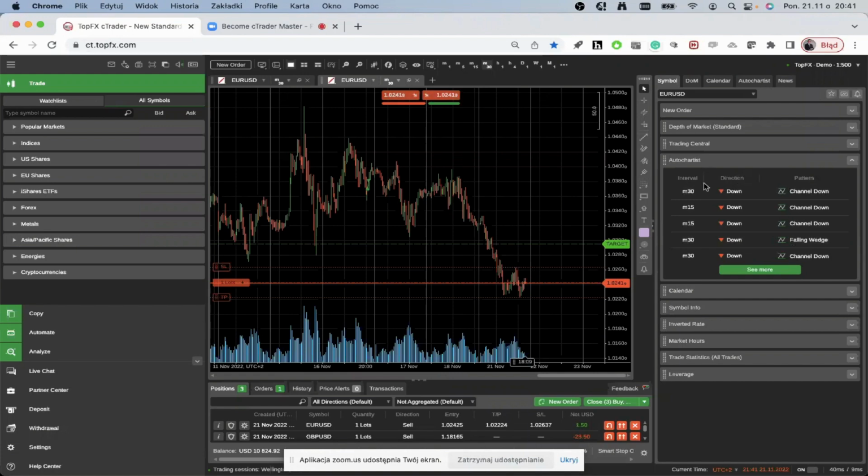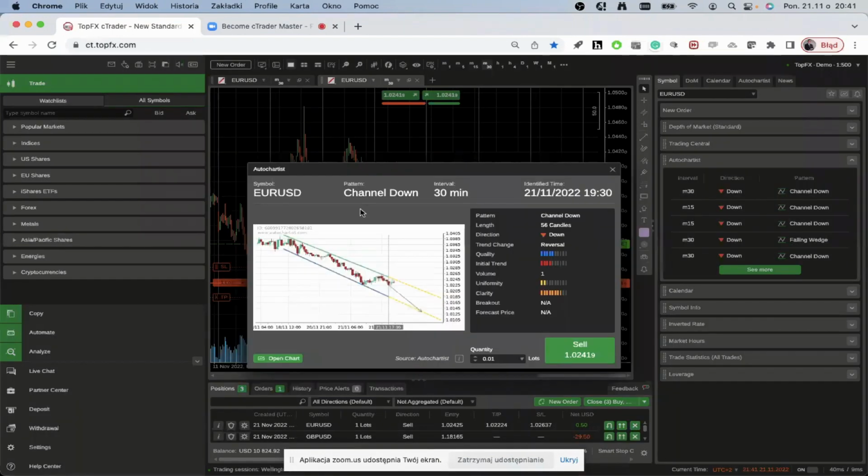So let's click on one of them, and we got the explanation here. The explanation says that on the euro dollar, we have identified the channel down pattern on the 30-minute time frame. That was identified at 7:30. The pattern is 56 candles long. The longer the pattern, usually the better. However, it's not the rule. The direction is to the downside. So what we want to see is the downside continuation on this pattern.